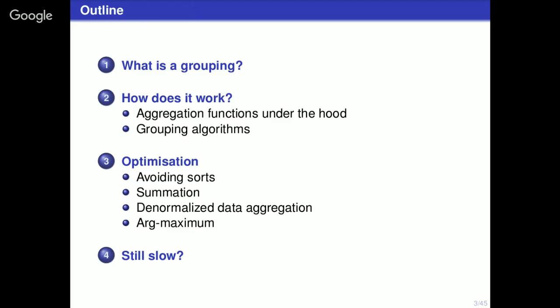First, we will avoid sorts. Sorts are slow, how to avoid them. How to summate properly. How to aggregate denormalized data. Sometimes we have to deal with denormalized data, though it's agile. And how to perform an operation named ArgMax. And as a bonus track, what to do if it is still slow.